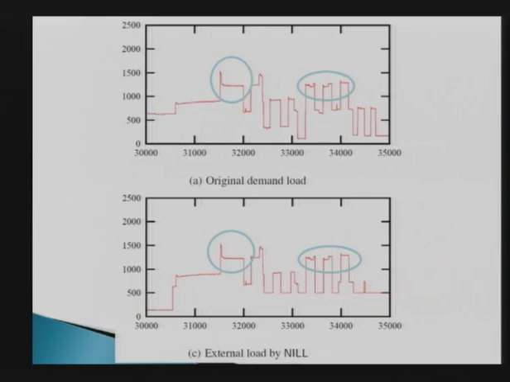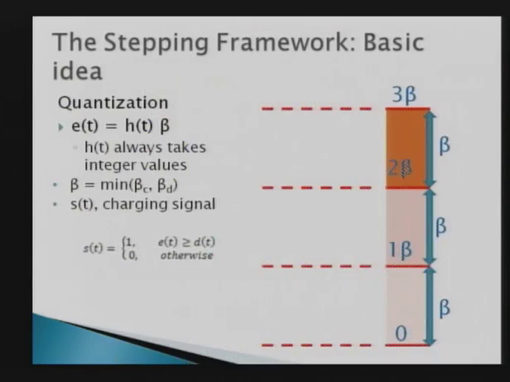Okay, so now we have introduced two algorithms, and they are both not secure. We can recover the load change events, so then we can find the behavior of the appliances. And next, I will present our method. We call it the stepping method. The idea of the stepping method is that we want quantization. That means we want the external load to be some integer multiple of beta. Beta here can be some arbitrary number. We just want to map the demand load to a certain number of constant values.